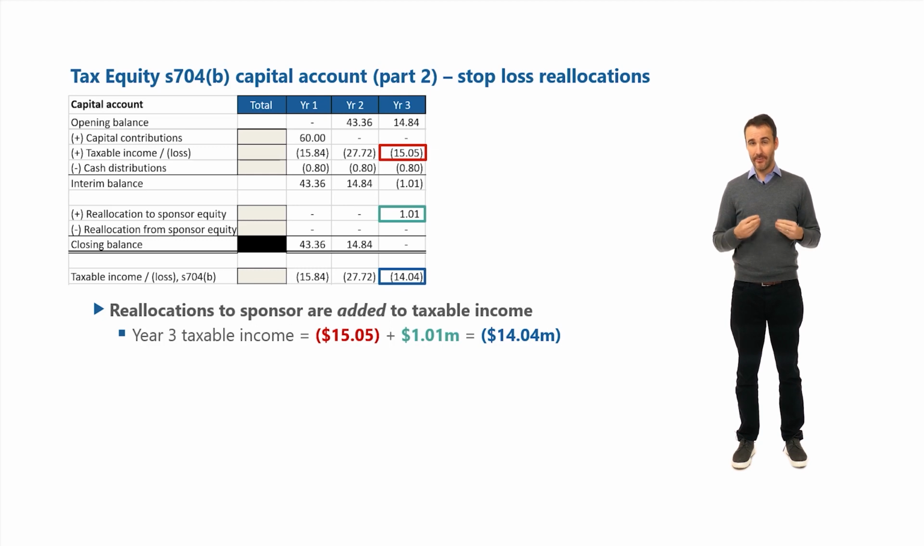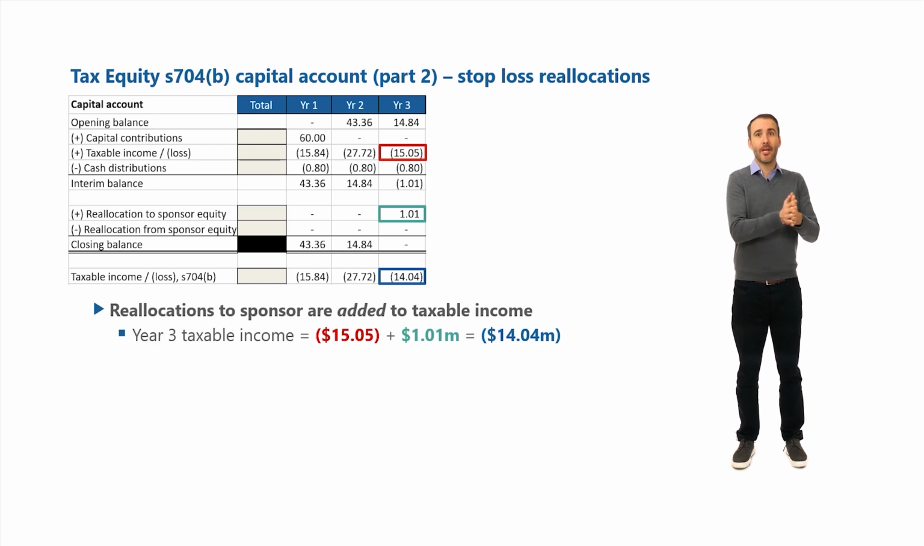The full 15.05 million loss was a benefit to tax equity, which they no longer receive, as under the Partnership Tax Rules Section 704B, they are taking out more of the losses than they are permitted to. And it's even worse.